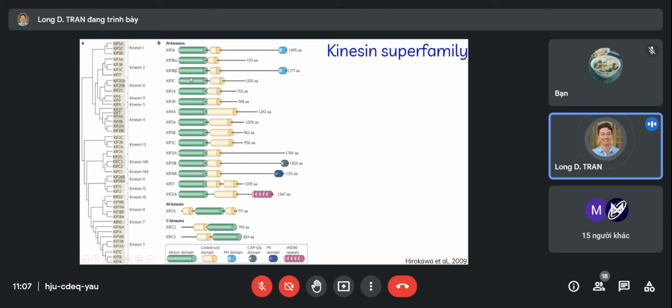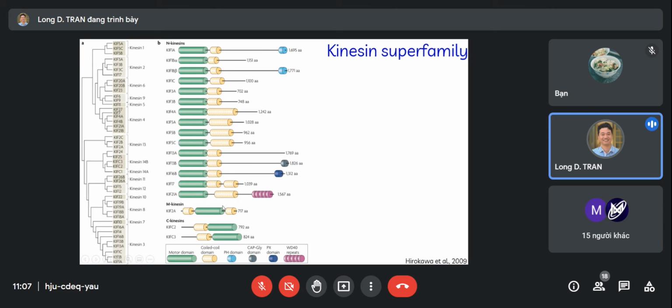So in here, the kinesin with the motor domain at the N terminal would move toward the plus end of the microtubule. N kinesins move toward the plus end of the microtubule, whereas the kinesin with the motor domain at the C terminal of the polypeptide would move toward the minus end of the microtubule, which is the same direction as the dynein motor.